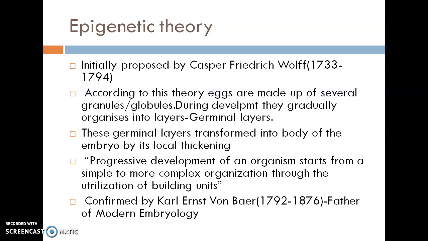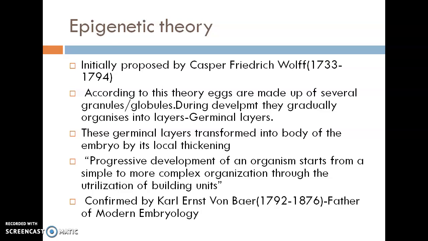So this is the progressive development of an organism, starting from a simple to a more complex organization through the utilization of building units. This epigenetic theory says that eggs are composed of several granules or globules, and during development these granules are organized into specific layers. For example, the germinal layers: ectoderm on the outer layer, mesoderm in the middle layer, and endoderm in the innermost layer. During development, these three germ layers are arranged in a particular manner.